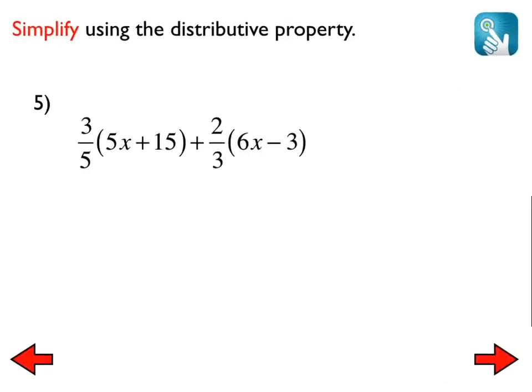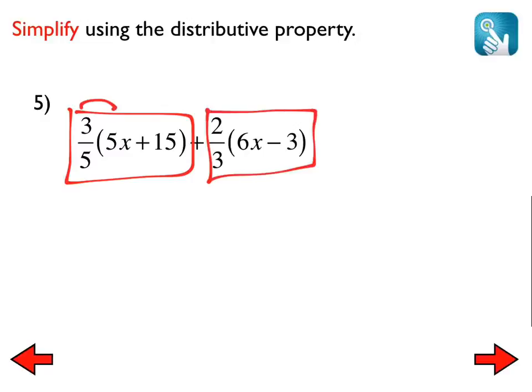Okay, number 5. We now have distributive property twice in the same problem. So you're going to do the same thing. Distribute this part and distribute this part. And then I want you to stop so we make sure that we set it up correctly. Okay?